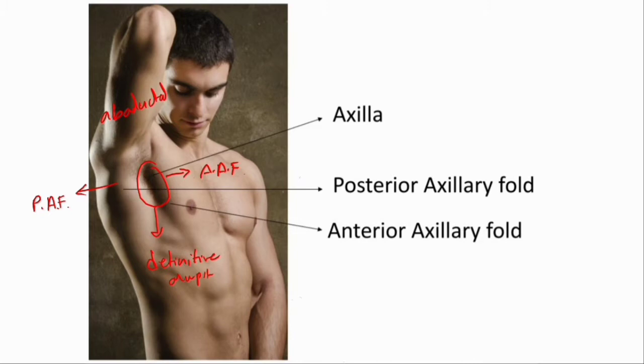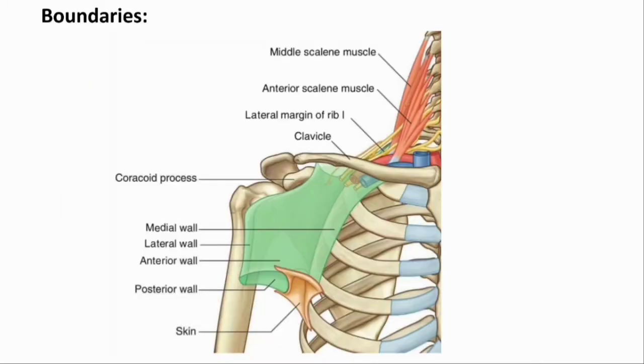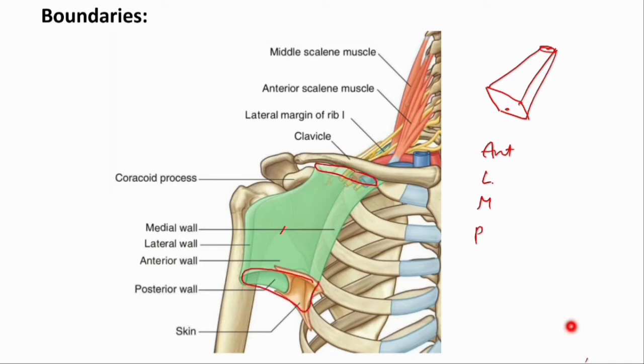That is about location. Coming to the boundaries of axilla, as it is a pyramidal space, it will have an apex, a base, and four walls: the anterior wall, the lateral wall, the medial wall, and the posterior wall. Here you can see the apex, the base, the anterior wall, lateral wall, medial wall, and posteriorly the posterior wall.